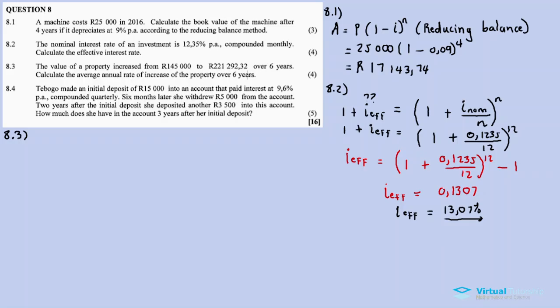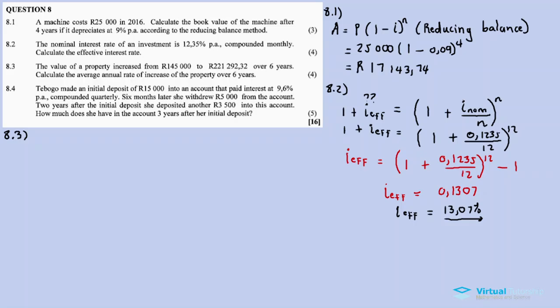So that's why sithi look, i-property it's an asset because over time it increases in value. So lana ke sithi i-property yakho i-appreciateile from 145,000 rand to 221,000 rand and a couple of rands, right? So let's calculate the average annual rate of increase of the property. 8.3. Okay, let's take out the data.